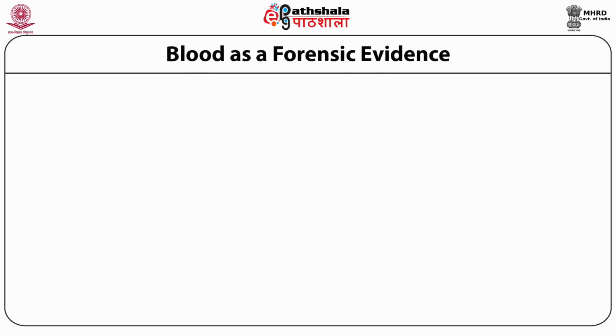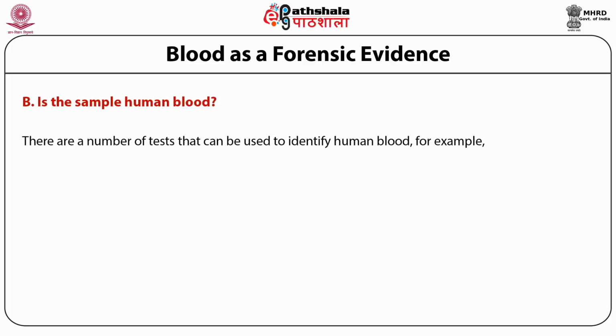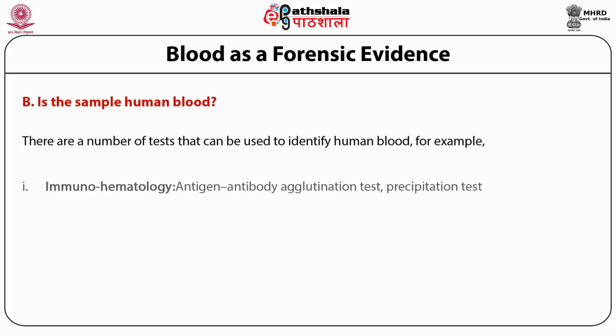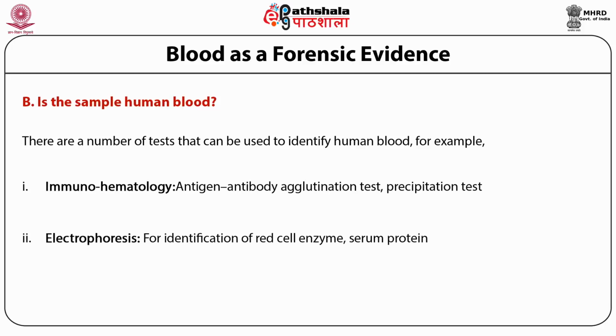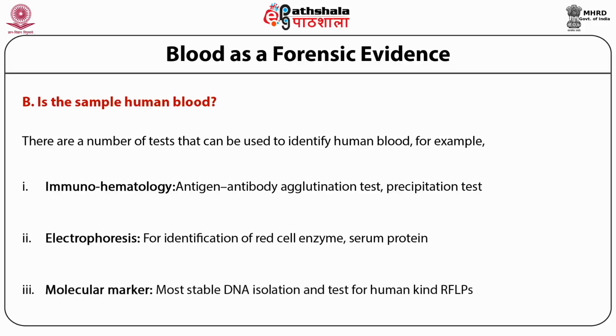Let's try to find out if the sample is human blood or not. There are a number of tests that can be used to identify human blood, for example, immunohematology, electrophoresis, and molecular markers. In the case of immunohematology, an antigen-antibody agglutination test or precipitation test is performed.